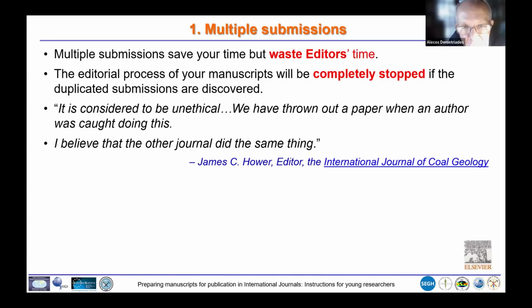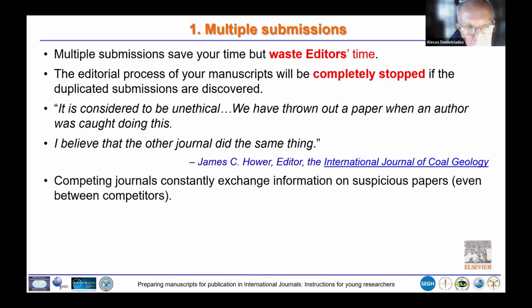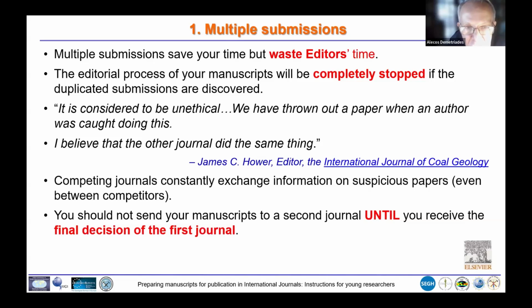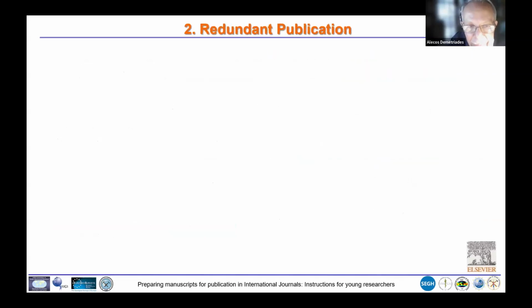This is according to James Howard. Competing journals constantly exchange information on suspicious papers, even between competitors. They do this. You should not send your manuscript to a second journal until you receive the final decision of the first journal. Okay, don't be anxious to publish your paper because if you do this, then probably you will never publish anywhere.